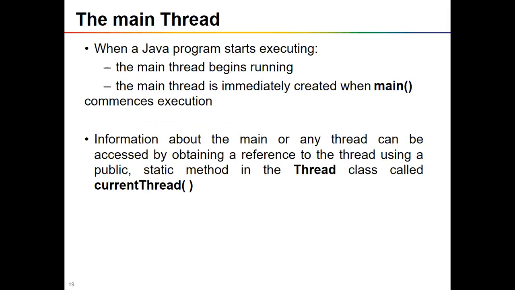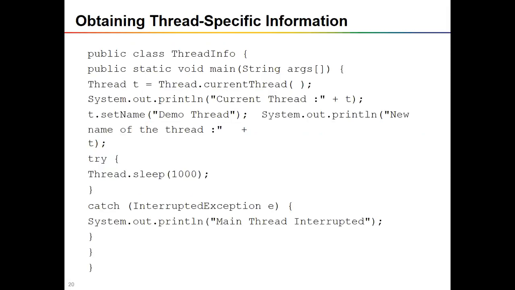Now the main method. When a Java program starts executing, the main thread begins running. The main thread is immediately created when main commences execution. Information about the main or any thread can be accessed by obtaining a reference to the thread using a public static method in the Thread class called currentThread.